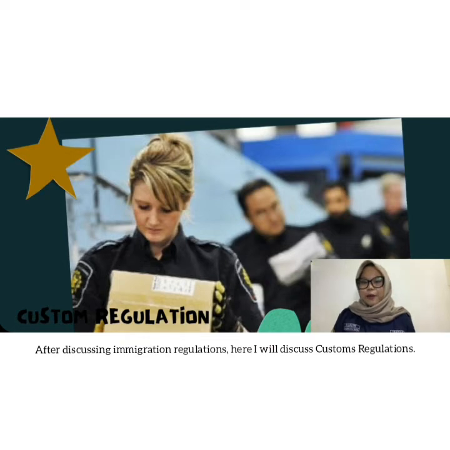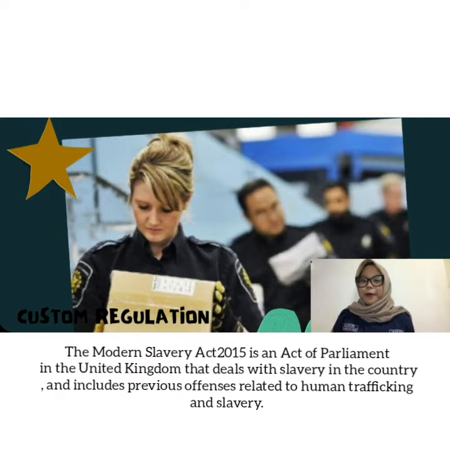After discussing immigration regulations, here I will discuss customs. The Modern Slavery Act 2015 is an act of parliament in the United Kingdom that deals with slavery in the country and includes previous offenses related to human trafficking and slavery.